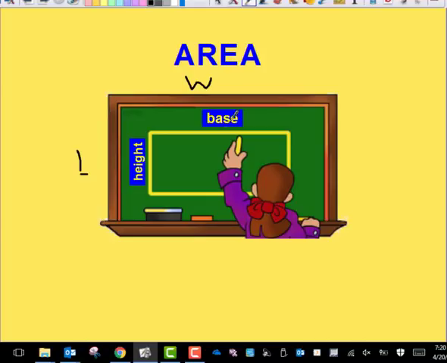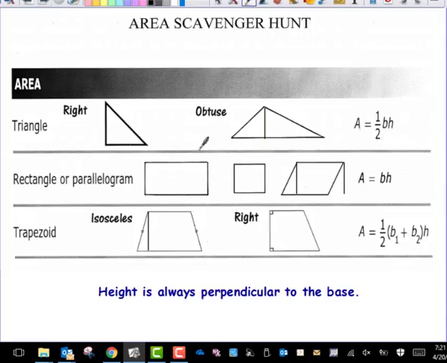So for this lesson, you're going to need your formula chart, and it looks like this. This formula chart looks just like the one you'll have on STAR, and it'll say area, and then it'll give you the formula for each shape. So let's start with identifying the base and the height. You're going to need your two highlighters so that we can make a legend or a key.